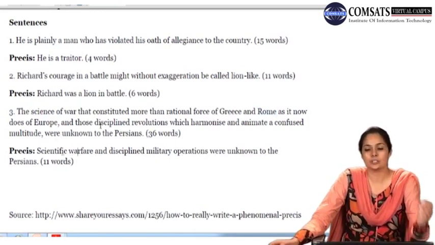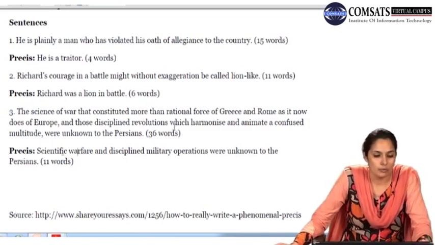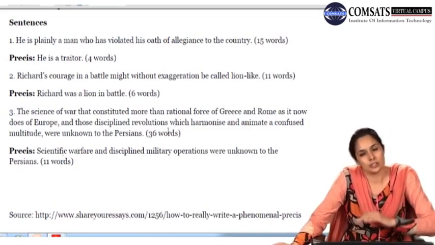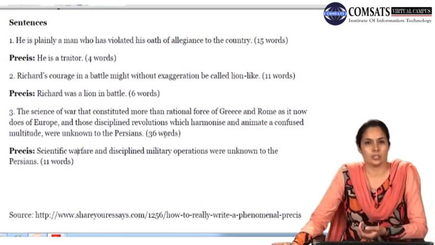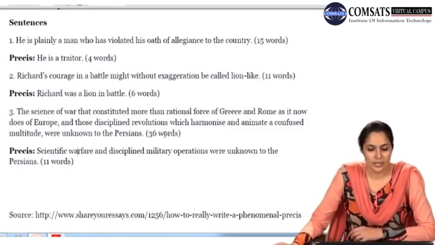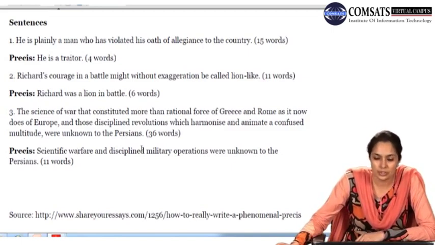unknown to the Persians. That means Greece, Rome और यूरोप में ये बहुत ज़्यादा war की training और ये चीज़ें they were in vogue, and people, young people right from the beginning were taught how to fight and all that, and they were totally unknown to Persians. So we have changed 36 words into 11 words.